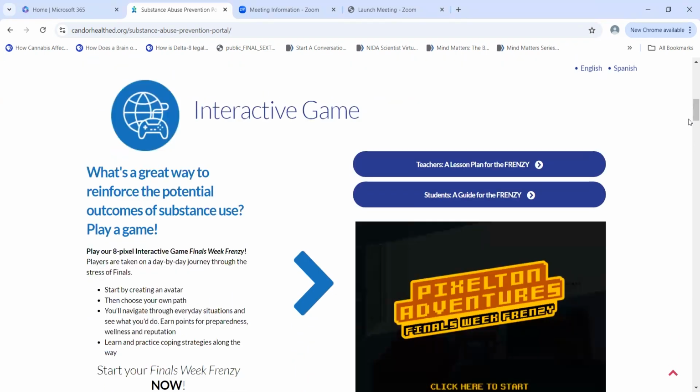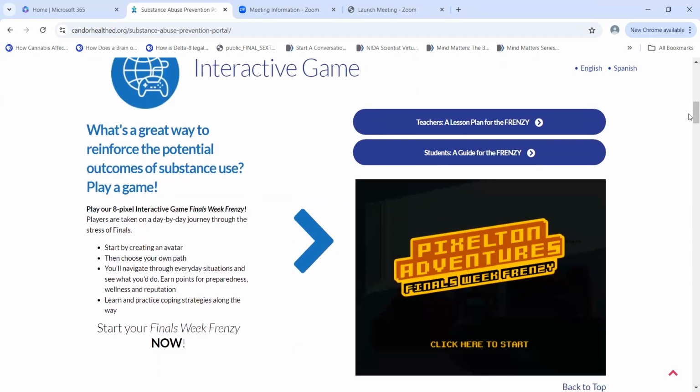Let's begin with our interactive video game. This is a pixelated game in the style of Minecraft, and it's a game where students work through a finals week. A young person is put into different situations, very realistic situations that involve substance use and decision-making. And the goal of this game is to have a young person think through decisions and consequences before they find themselves in real life situations where they have to make informed decisions.